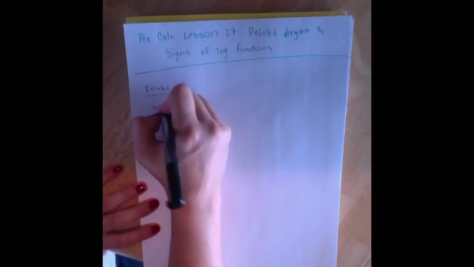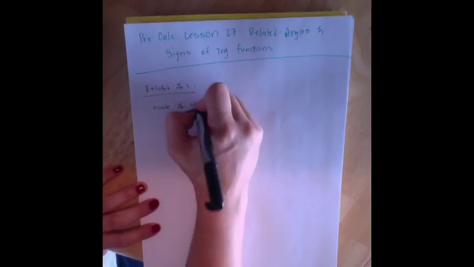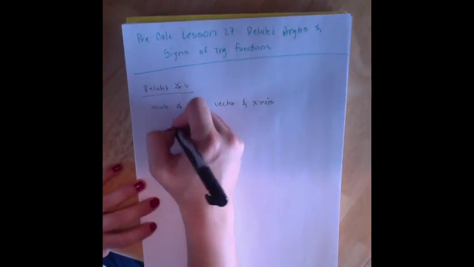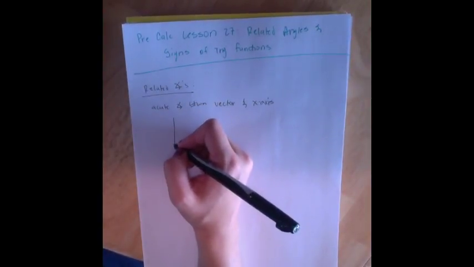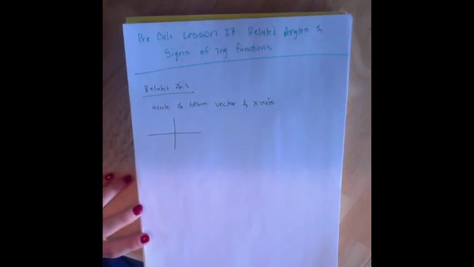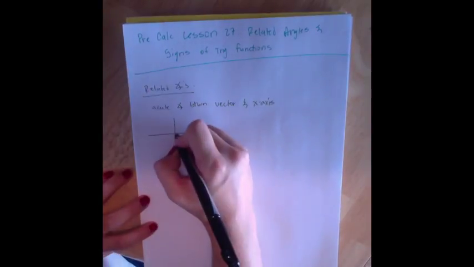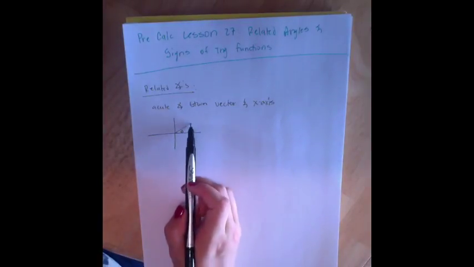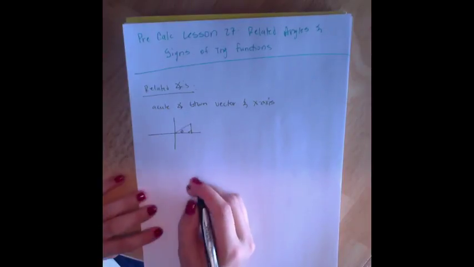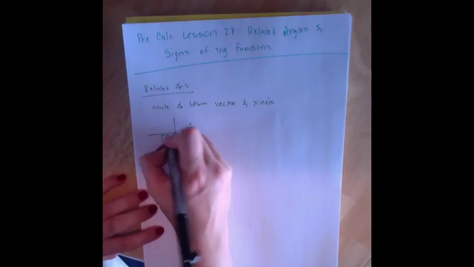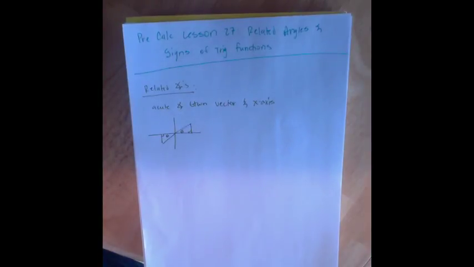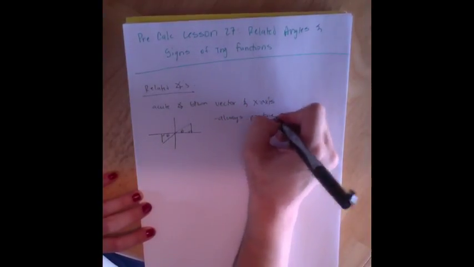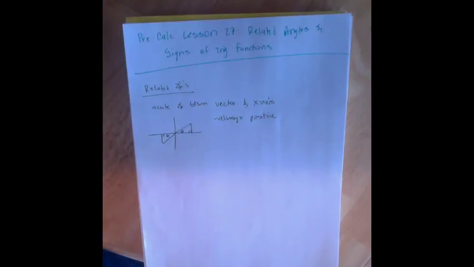Okay, the related angle is the acute angle between our vector and our x-axis, right? We look at these when we are converting polar to rectangular, right? If I was to draw this angle here, theta is the acute angle between the vector and the x-axis. That is also true of the same theta over here. That is my related angle. And related angles are always positive, even if we're trying to relate it to a bigger angle.